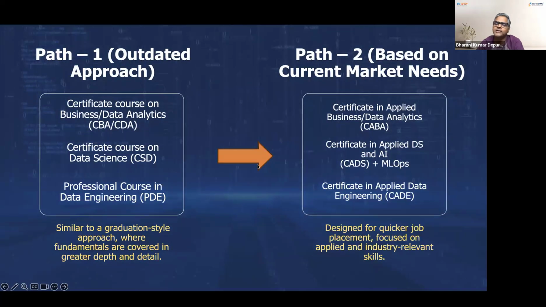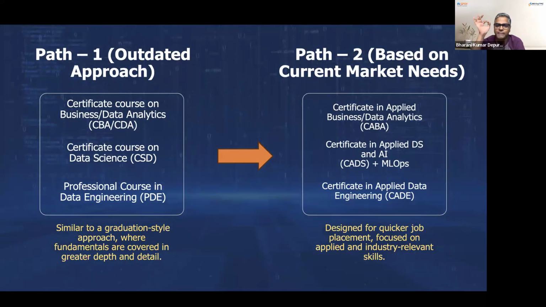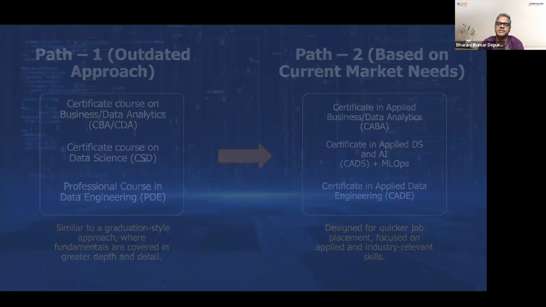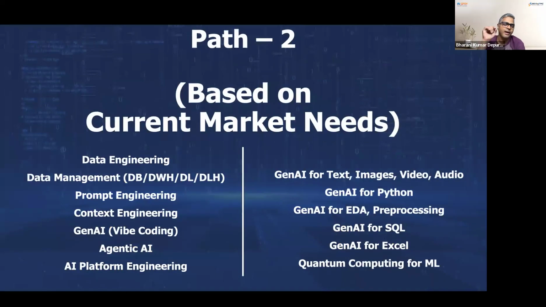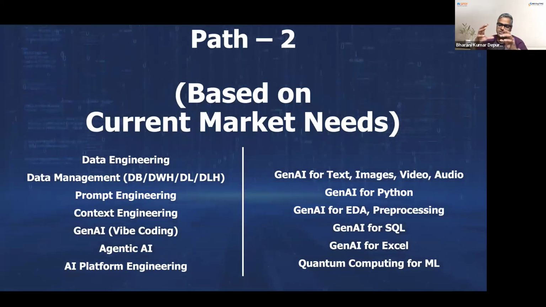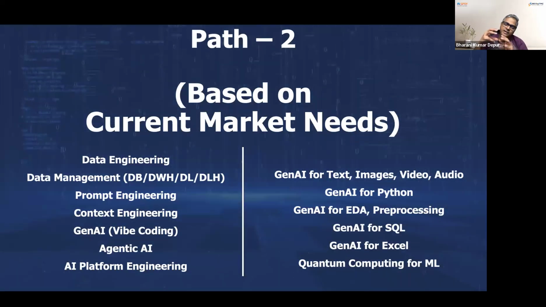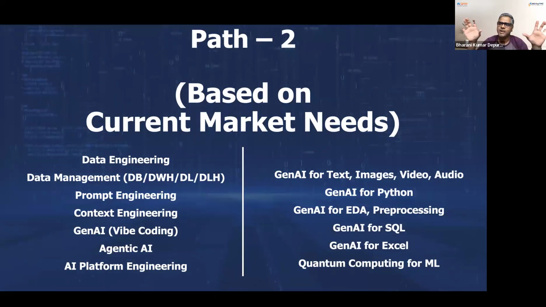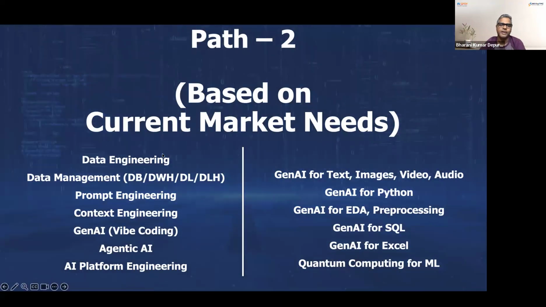Okay. And if you want to get a job, you need to learn applied data analytics, business analytics, data science, data engineering, etc. And no matter whether you choose CABA, certificate in applied business data analytics, or CATS, certificate in applied data science, AI, MLOps, or CADI, certificate in applied data engineering, doesn't matter which track you choose.